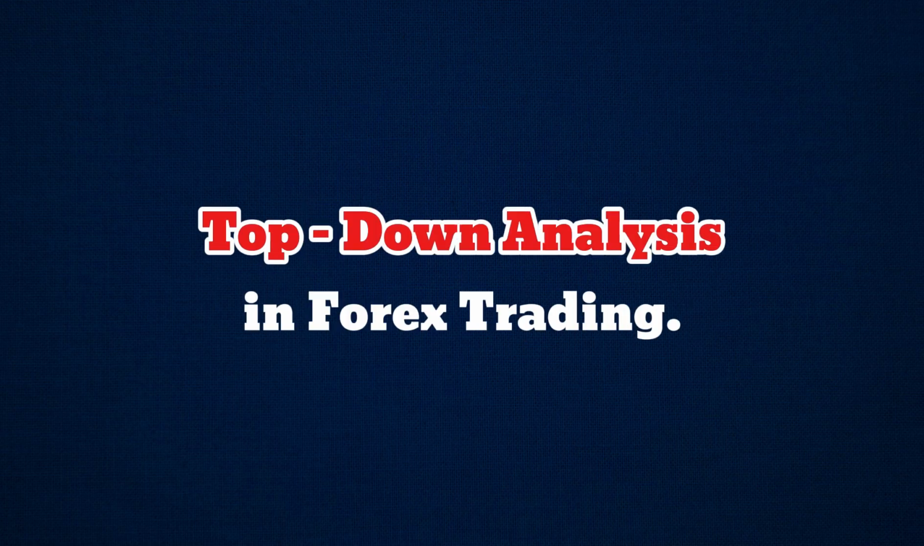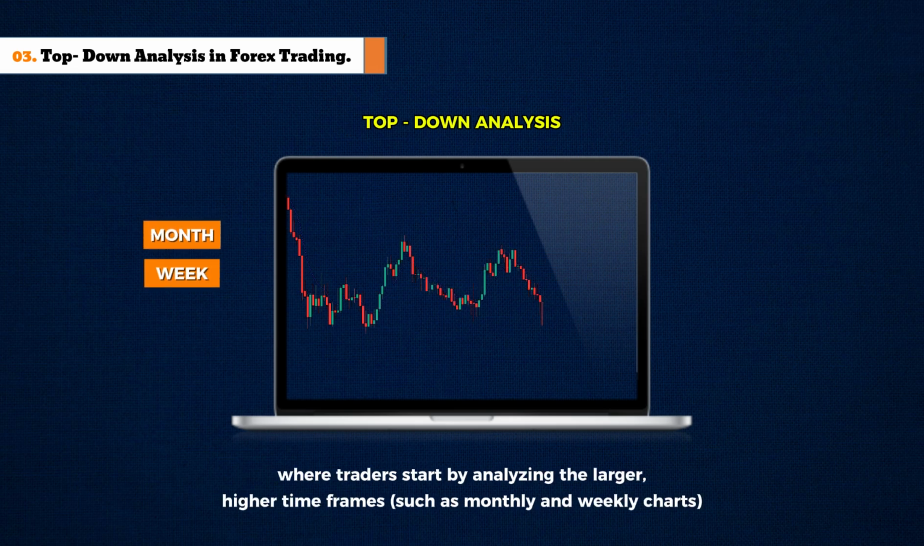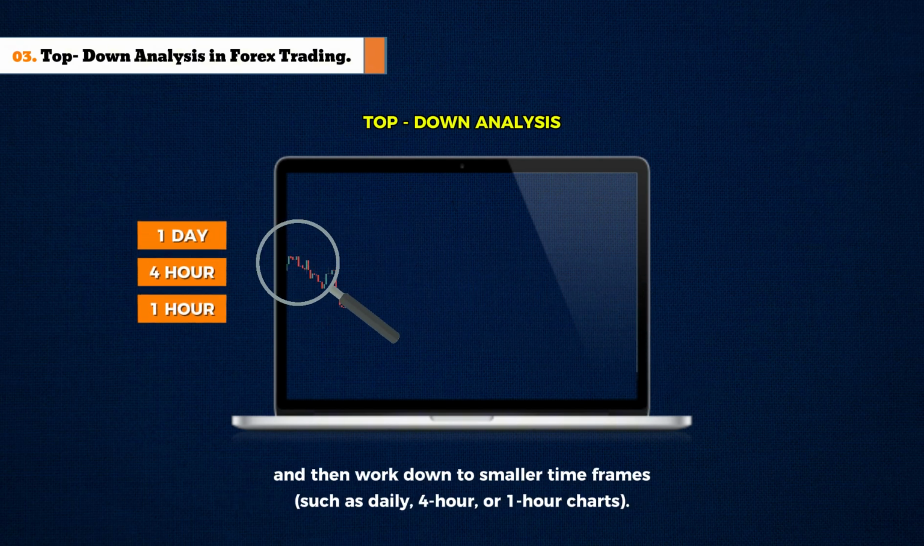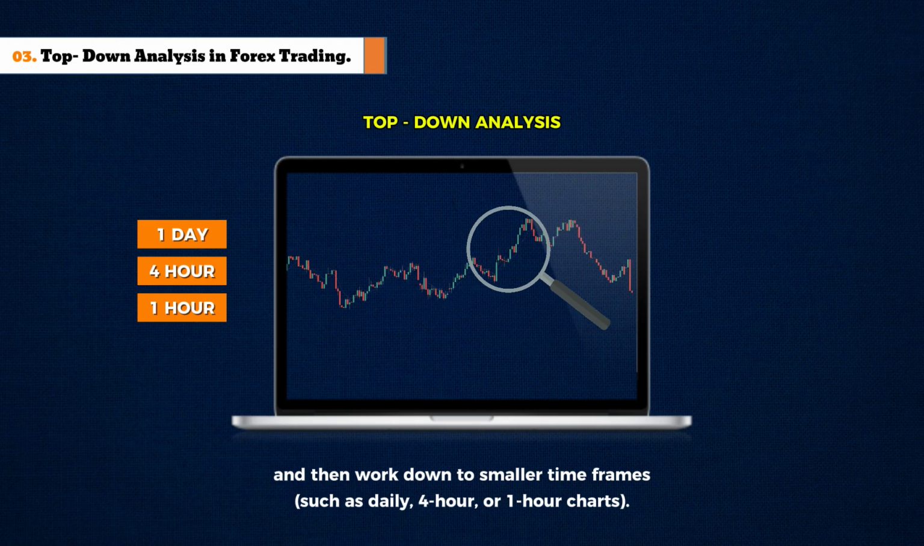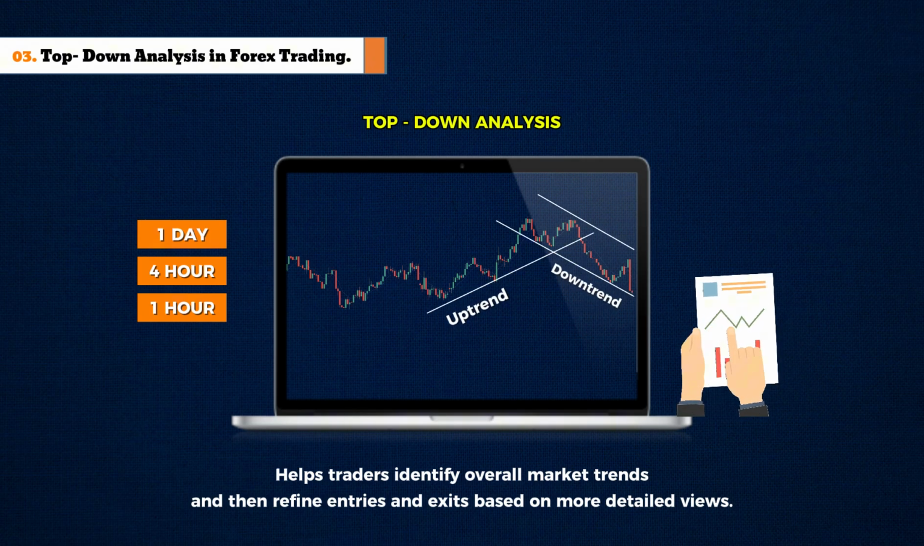Top-down analysis in Forex trading. Top-down analysis is a method of chart analysis where traders start by analyzing the larger, higher time frames, such as monthly and weekly charts, and then work down to smaller time frames, such as daily, 4-hour, or 1-hour charts. It helps traders identify overall market trends, and then refine entries and exits based on more detailed views.